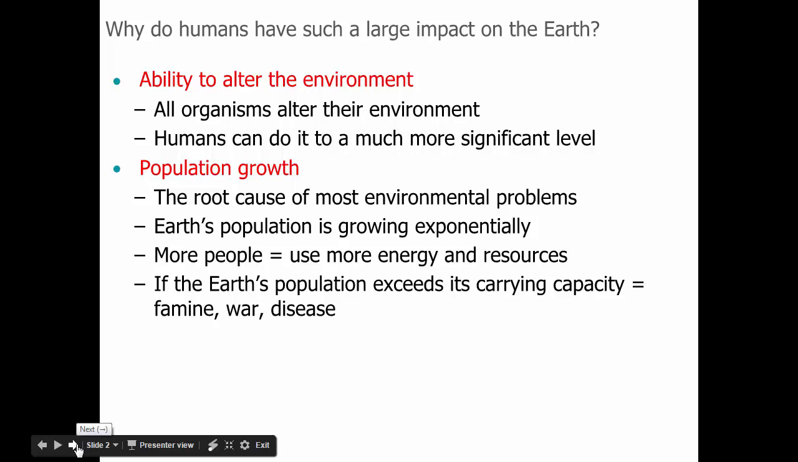And the earth really technically can only support a certain number. Like any ecosystem, it has a carrying capacity. There's only a certain amount of resources to support a certain number of people. And if we reach that carrying capacity, has the population of the earth leveled off to its carrying capacity yet?